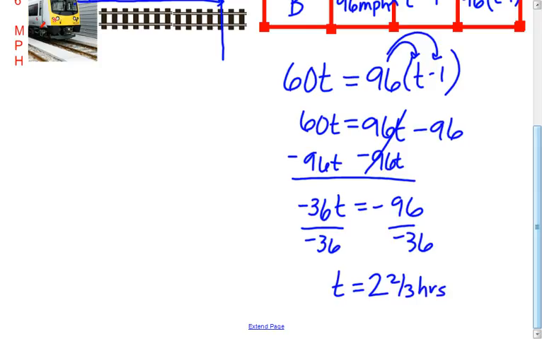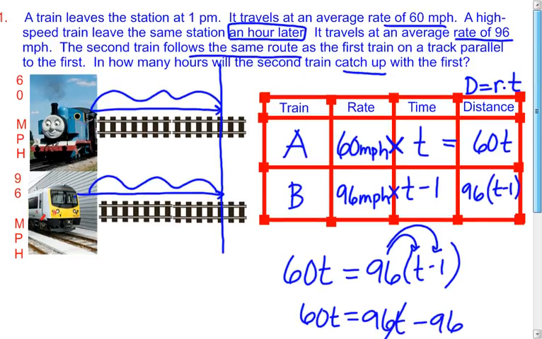However, we solve for t, but that's not necessarily the answer. I want you always to go back up and read the question again. The question is, in how many hours will the second train catch up with the first? Basically that's asking you, in how many hours is the second train on the track?